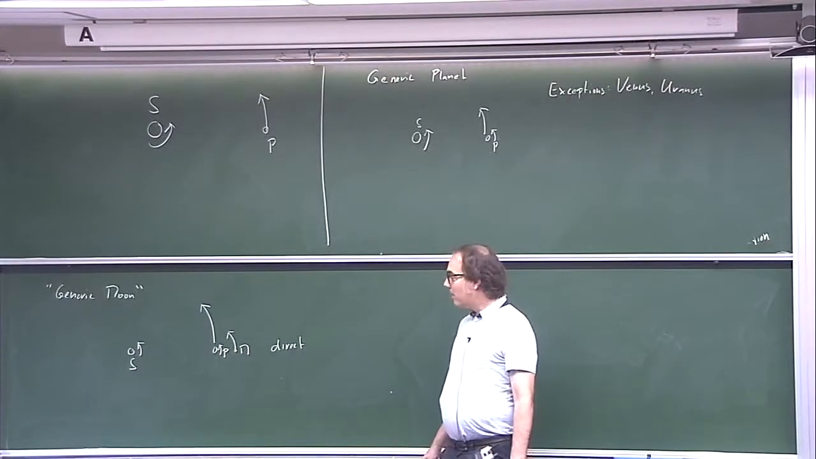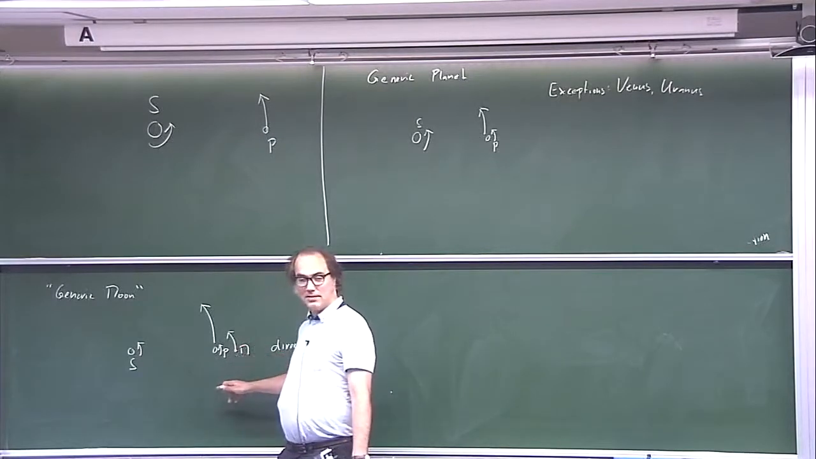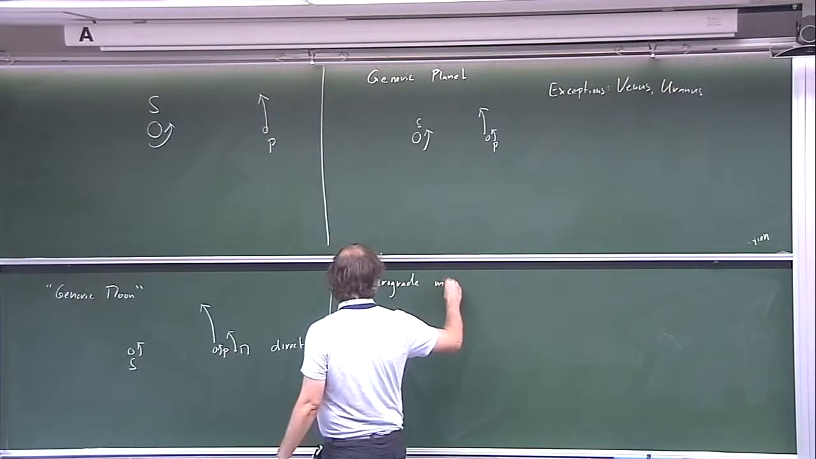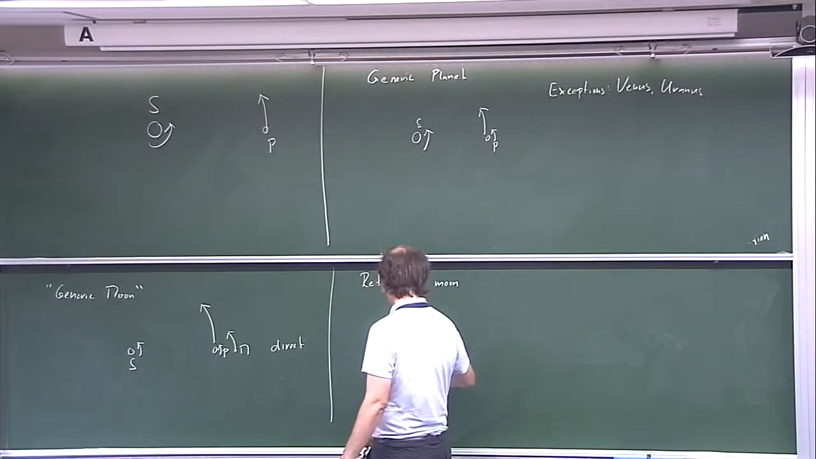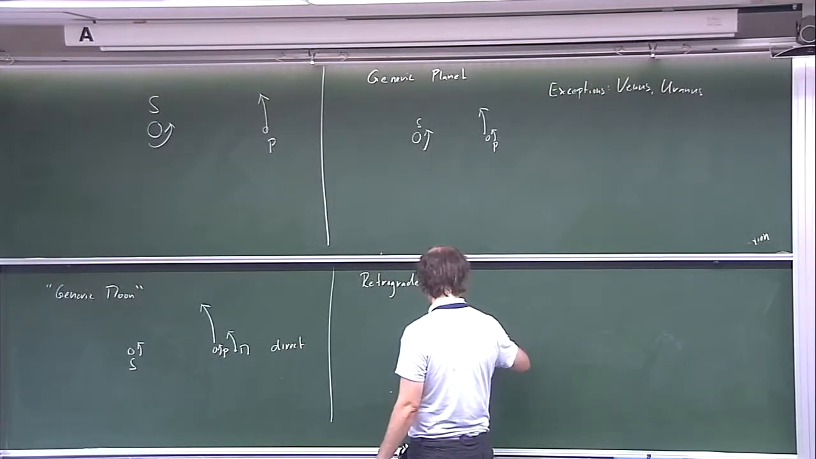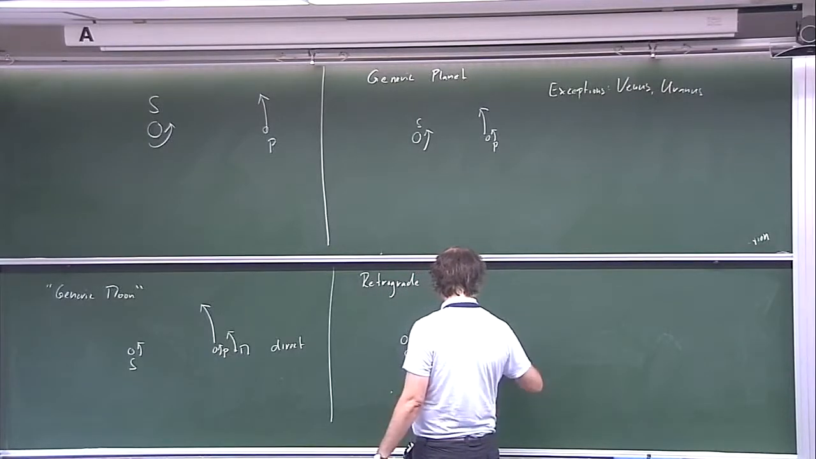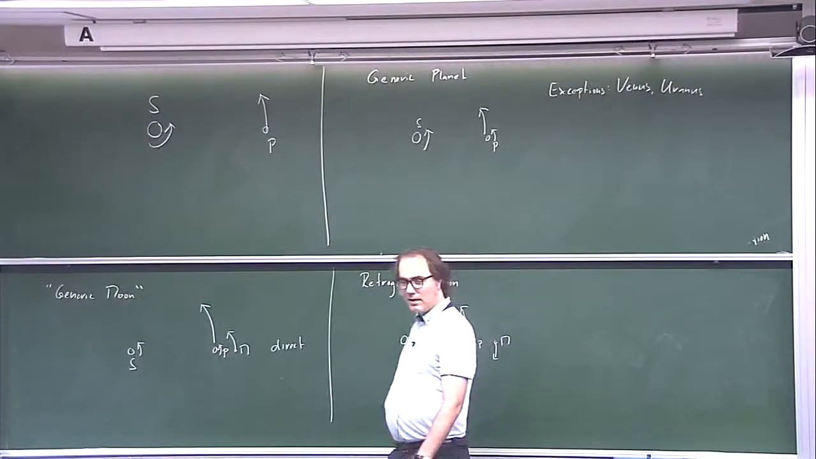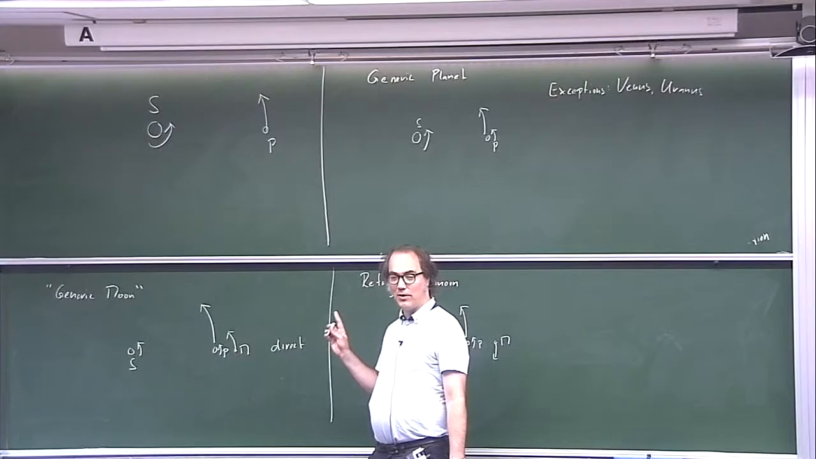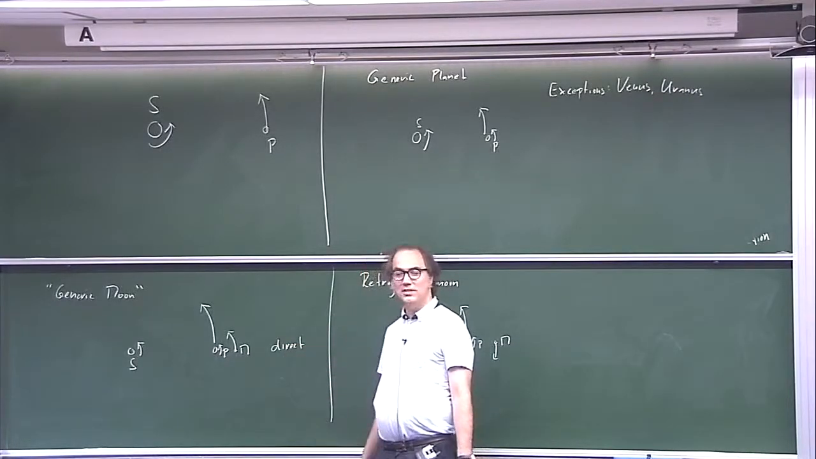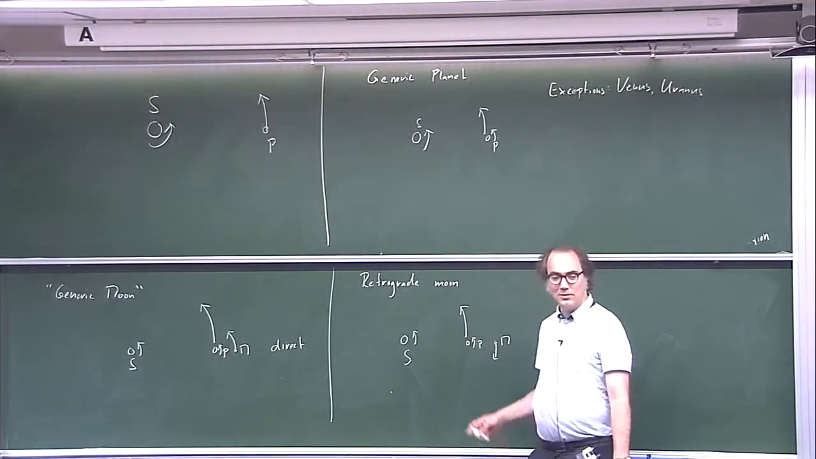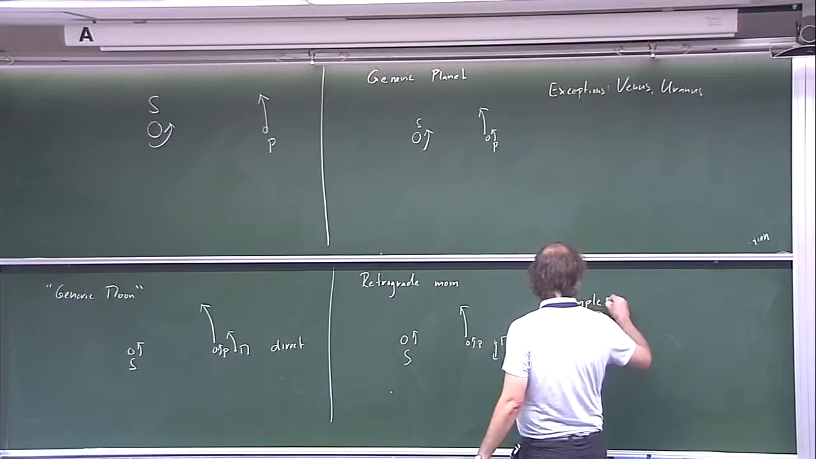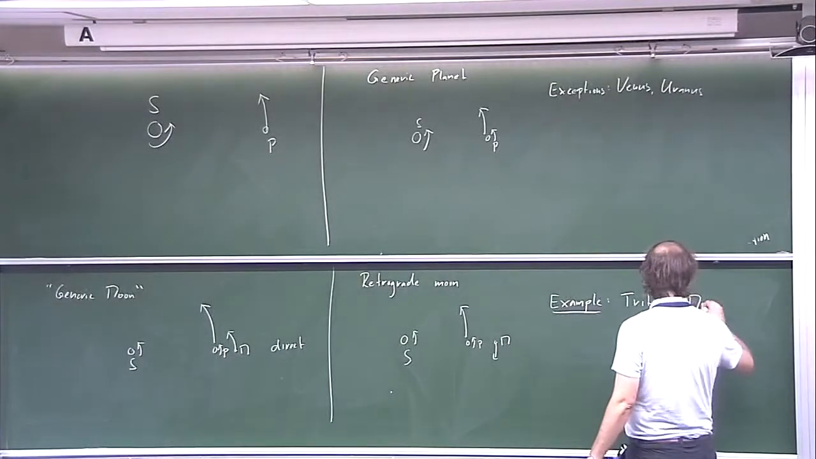And then there are also exceptions. For moons, let's go the opposite way. So retrograde moons. The most prominent moon, the moon of our Earth, is direct. But I think the most prominent retrograde moon in our solar system is Triton, the moon of Neptune. He's retrograde. So an example is Triton, moon of Neptune.